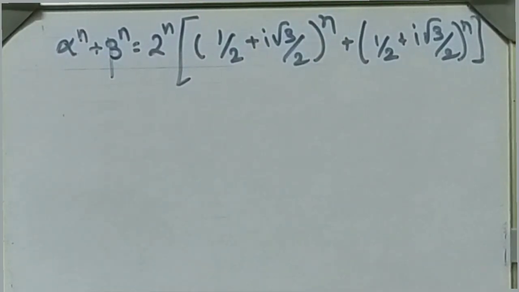So what do we have now? Alpha power n plus beta power n equals 2 power n multiplied by [(1 by 2 plus i root 3 by 2) power n plus (1 by 2 minus i root 3 by 2) power n]. Okay, so what is de Moivre's theorem? De Moivre's theorem is (cos theta plus i sin theta) power n equals cos n theta plus i sin n theta. Is this in the format of cos theta plus i sin theta? No. So we are going to change this.